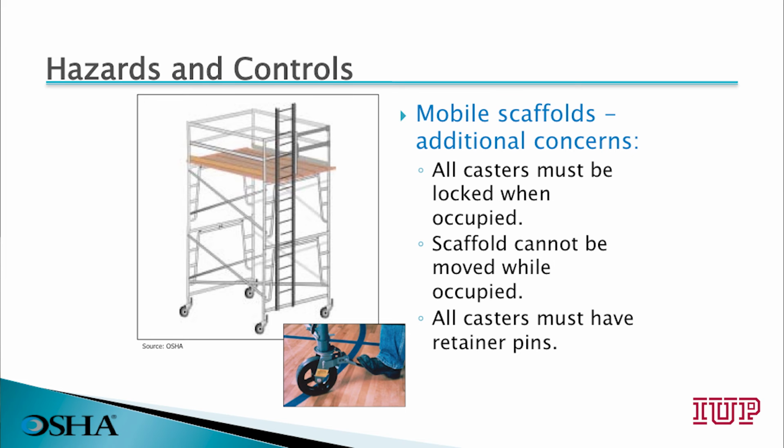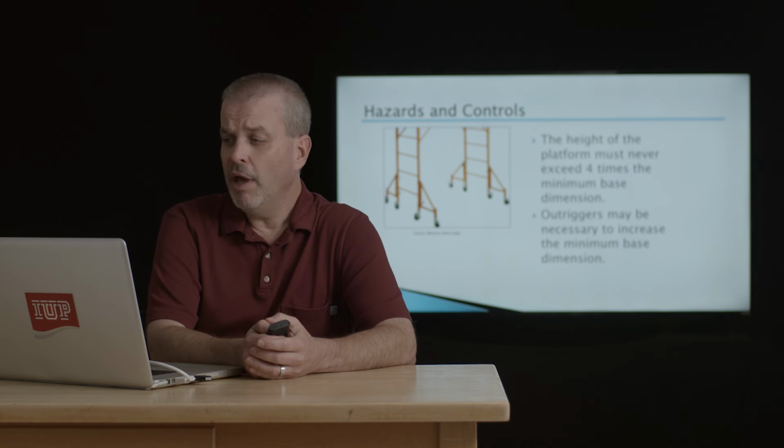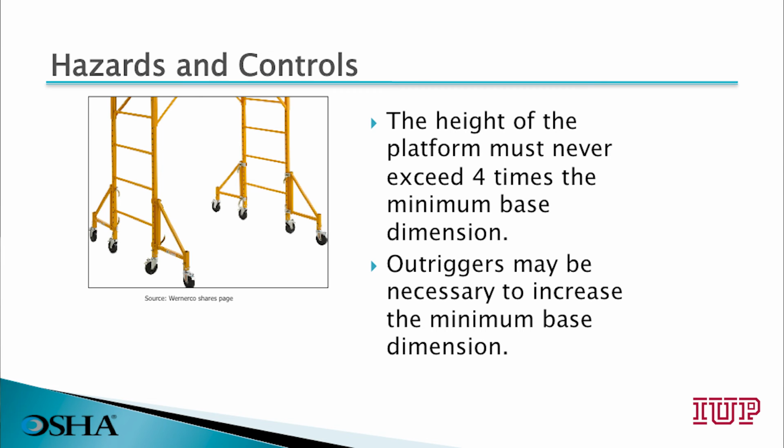When using mobile scaffolds, make sure that the casters are all locked when occupied. The scaffold cannot be moved while you have workers on it. All casters must have retainer pins in place. Remember, with scaffolds, the height of the platform must never exceed 4 times the minimum base dimension. Outriggers may be necessary to increase the minimum base dimension in order to increase the working height.